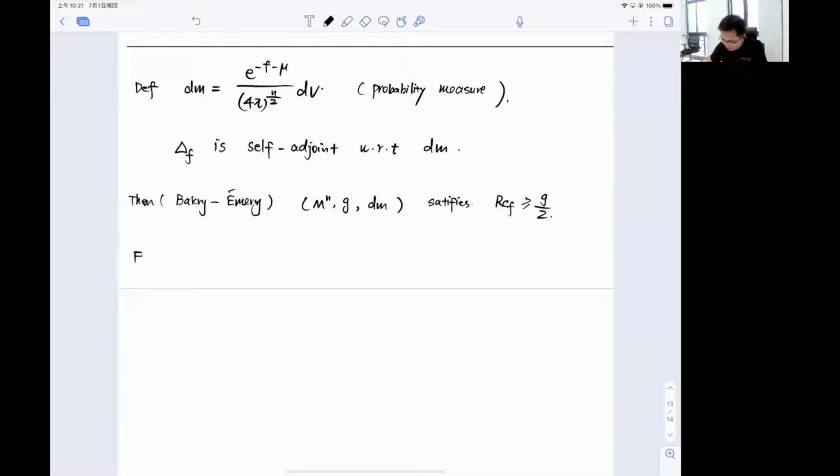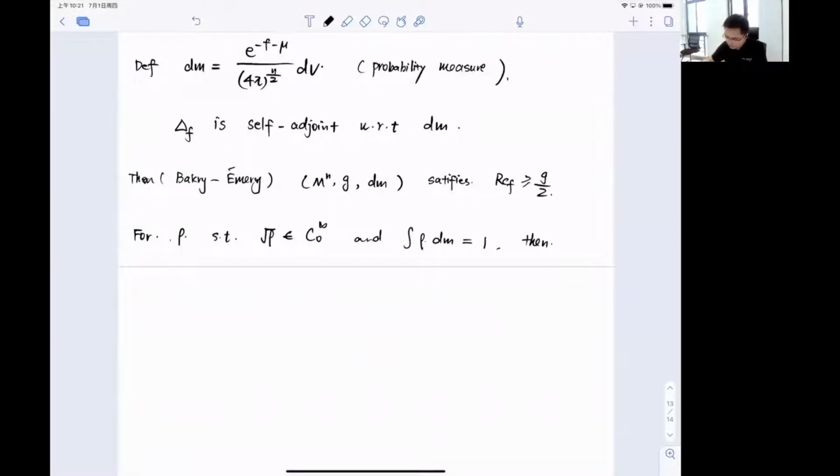Then for any rho such that the square root of rho is a smooth function with compact support, and the integral of rho with respect to dm is equal to 1, we have the following inequality. That is, the integral of rho log rho with respect to dm is less or equal to the integral of gradient rho squared over rho dm.